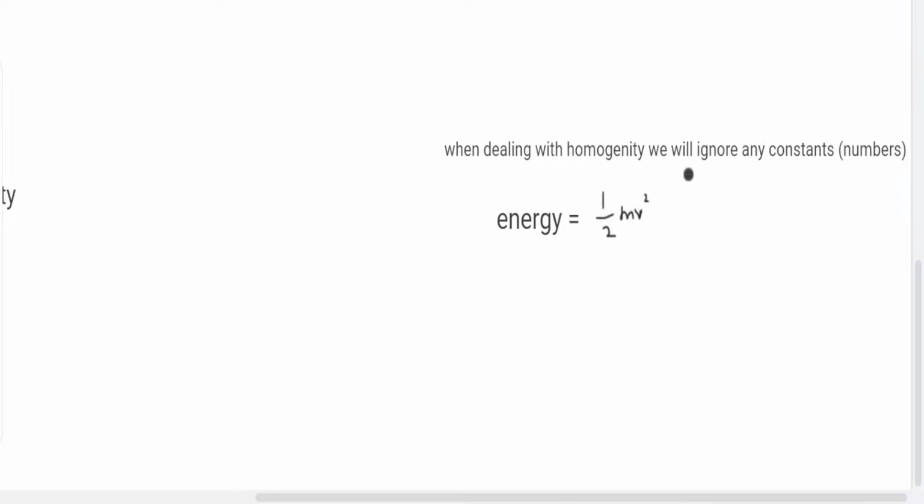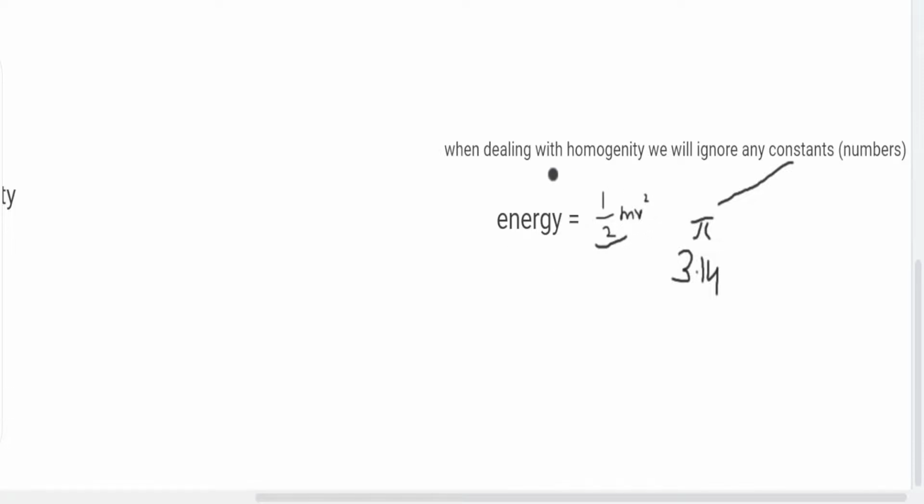When dealing with homogeneity, we will ignore any constants or numbers. Let's take kinetic energy for example. We know that the formula for kinetic energy is half times mv squared, and this half is a number, a value, so it's going to be ignored when we are solving this. Similarly, pi has a value to it. It is a constant because pi has the value of 3.14. So we're also going to ignore pi when we're solving any homogeneity questions.